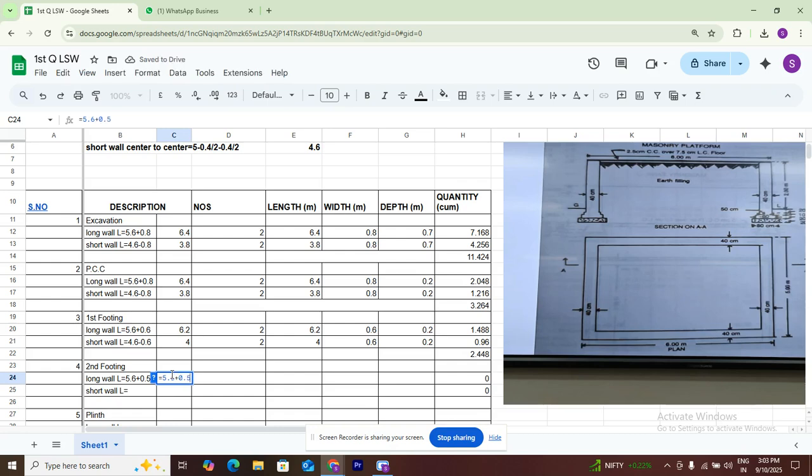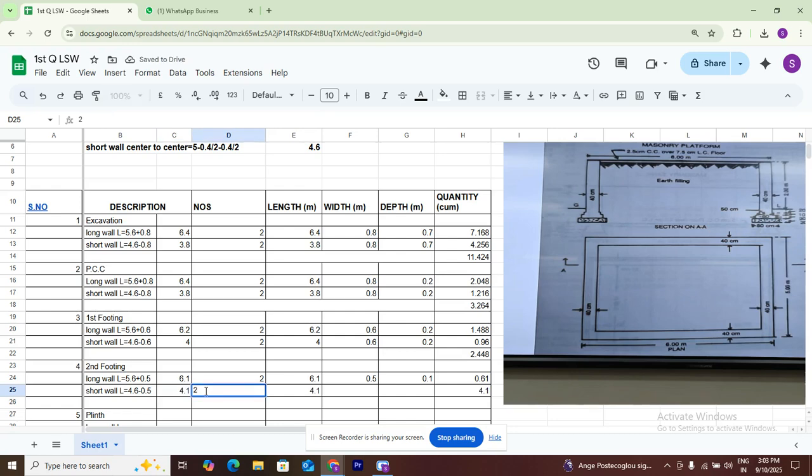Zero point 0.5. Number of long walls: two. Okay, same 0.5 width of the footing, so 0.5. What is the depth? It is 0.1 depth of the first footing. 4.6 minus 0.5. We are removing the thickness of either side of the footing. That's why. Okay, 4.6 minus 0.5.